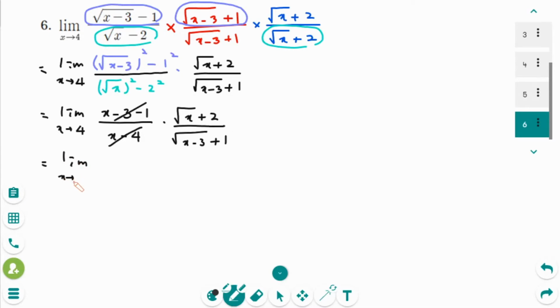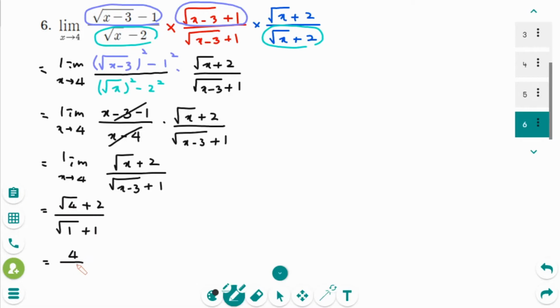So the limit becomes this one. And put 4 into x: square root of 4 plus 2 over square root of 4 minus 3, which is 1 plus 1. So 2 plus 2, which is 4, over 1 plus 1, 2. So the final answer equals 2.